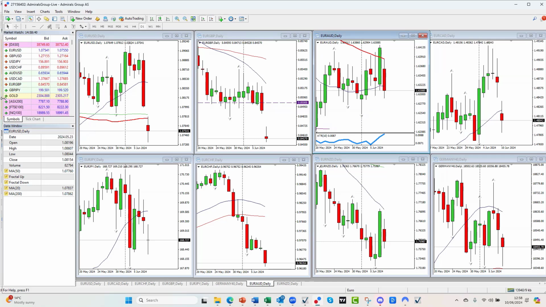Euro, this is a profile of euro here. So euro dollar, euro sterling, euro Aussie, euro CAD, euro yen, euro Swiss, euro Kiwi, and the DAX we've looked at. Euro dollar, big sell off there, and look at that from Friday's close to Sunday night, Monday's open. We have clearly gapped down considerably.